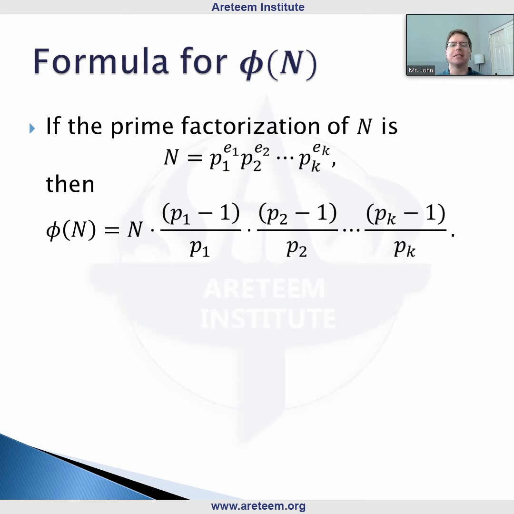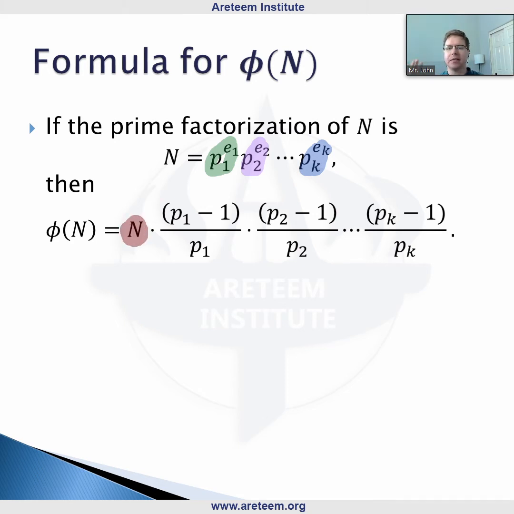Remember, this depends on the prime factorization. So if you have all of these different primes, p1 to the e1, p2 to the e2, etc., in this case, up to pk to the ek there, we can actually calculate this number dependent on each of the primes in the prime factorization. So again, for each of those primes, we start with the number n. So let me highlight that at the beginning.